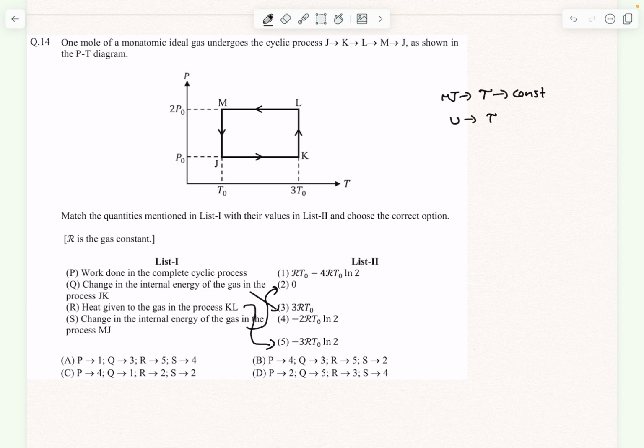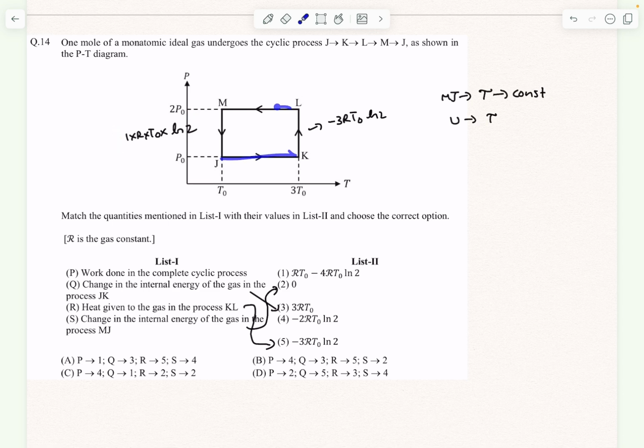So we have to figure out the total work done. Now let's do it real quick. So K to L, it is minus 3R T naught ln 2, as we determined. Now M to J, again it is an isothermal process, guys. So here it will be nRT naught ln V2 by V1. Here if you observe, the pressure is becoming 1/2, which means the volume will double. So this is going to be ln 2. So here the work done will be R T naught ln 2.